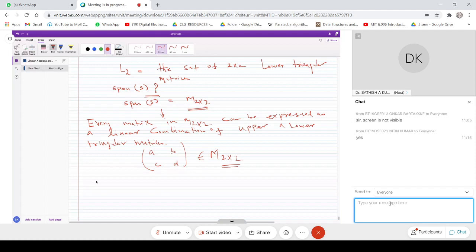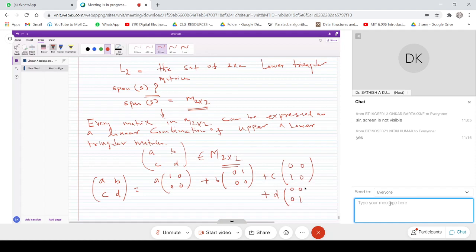So now this is very straightforward, because I can clearly see that A, B, C, D can be expressed as follows. I can take out A, this is 1 0 0 0, and B, this is 0 1 0 0, and then plus C, this is 0 0 1 0, and plus D, this is 0 0 0 1. Okay, so this is very clear.